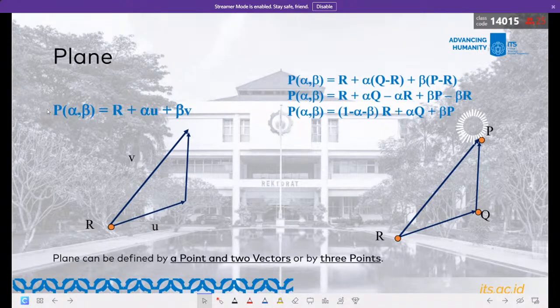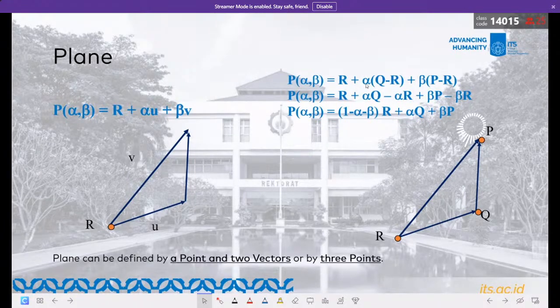For example, you want to have a plane P alpha beta, and you can start with this origin R, and then you have 2 vectors in this case, U and V. You will have alpha as the scalar for U and beta as the scalar for V. And then, as you might see in here, you can define the plane as a point with 2 vectors, an origin with 2 vectors, or 3 points, just like the example on the right side.